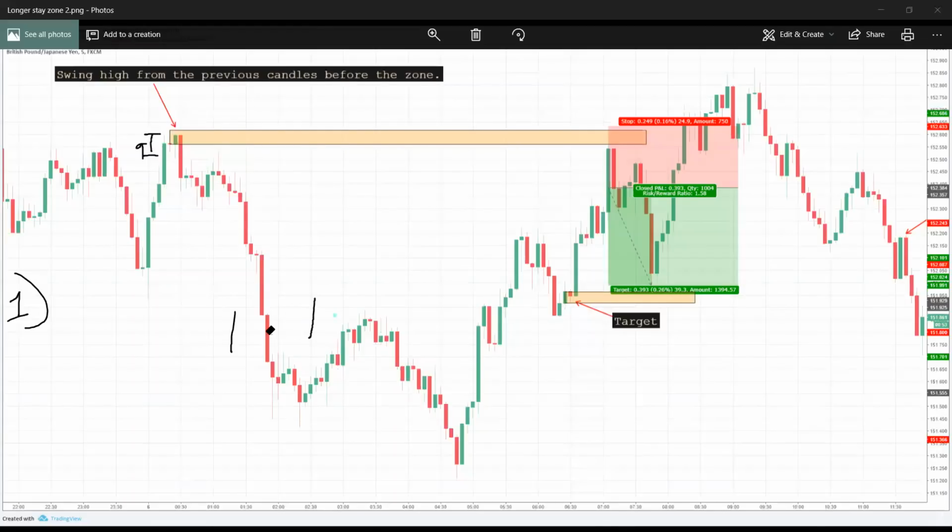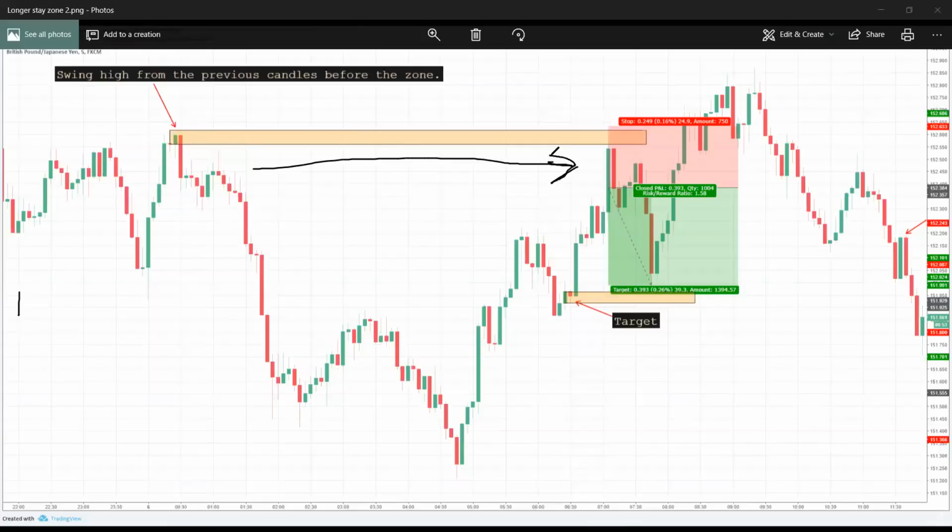Now, what you asked me: how long is too long? Look back candles, lovely. Yes, look back candles. So now, how long is too long? Because you can see I took this trade here, right? So how long is too long?